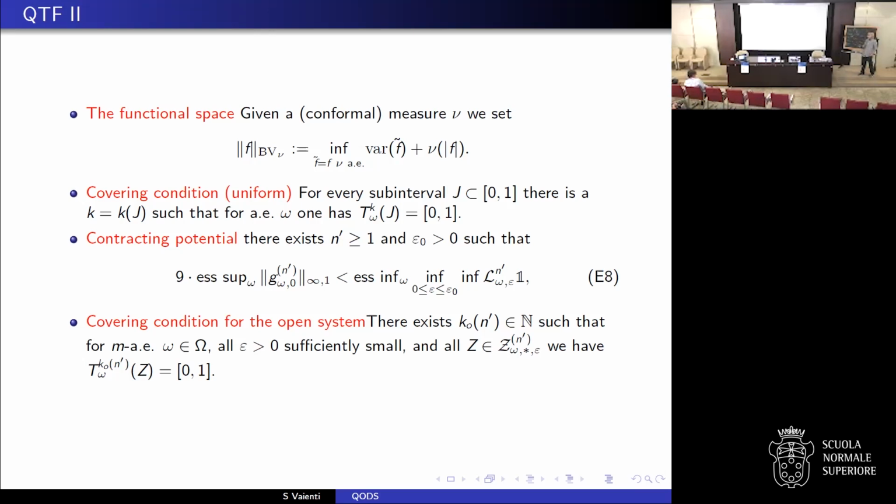And also a covering condition for the open system. Okay, these are technical conditions. Of course, they are difficult to verify in a concrete example. But for the example which I presented you before, these are easily verified for a simple reason. We took maps with linear slope, and mu omega was Lebesgue. It was just done in this way.